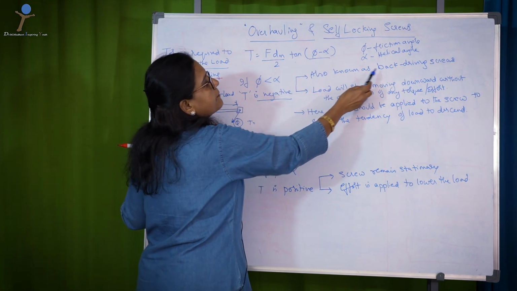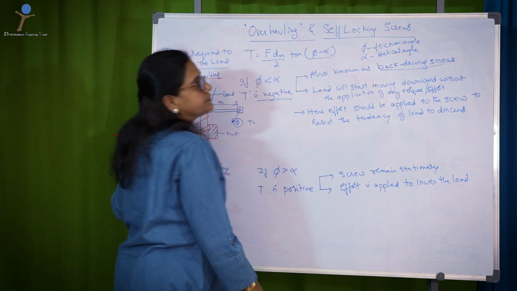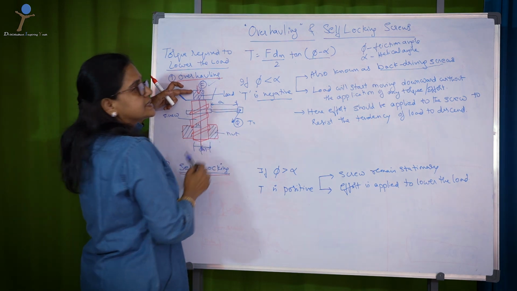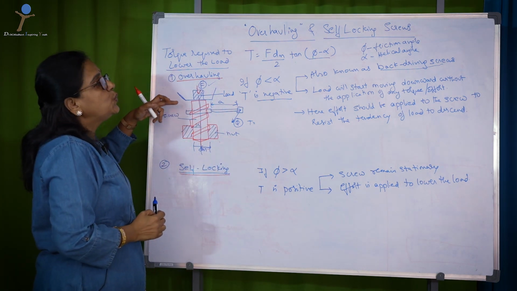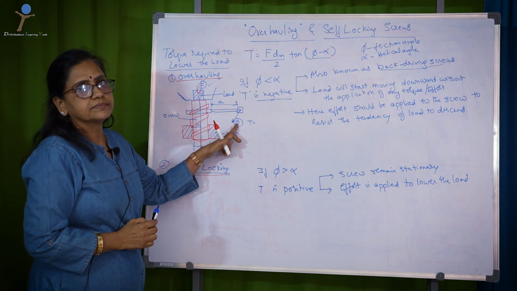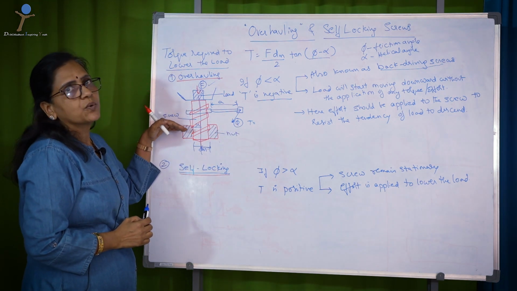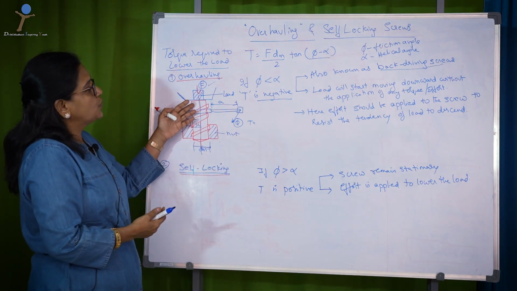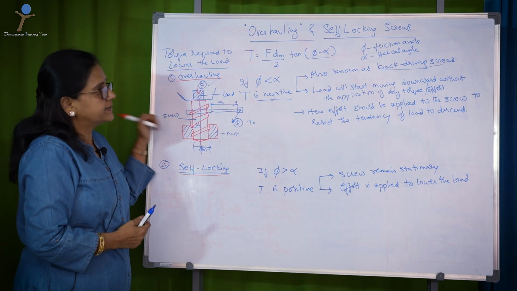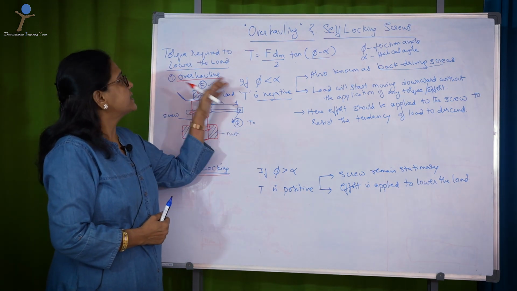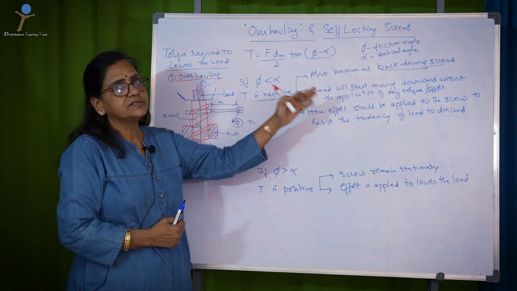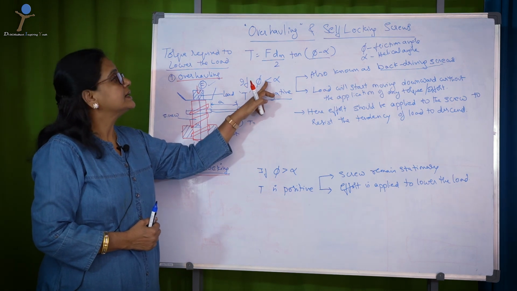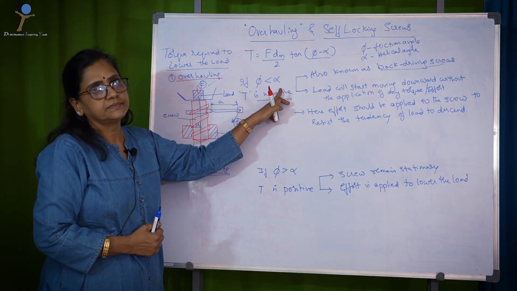This is also known as back driving screws. Now, what happens in this is, this load will start moving down without the application of any torque. It just continuously keeps moving down, sliding. Now, here effort should be given to the screw to resist the tendency of the load to descend. So, that is what is called overhauling, or otherwise back driving screw. This happens when the friction angle is less than the helix angle.